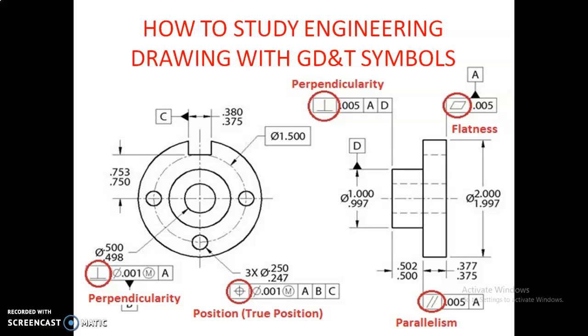Position. We have position of diameter 0.001 diametrical tolerance with maximum material condition, with respect to datum A, B, and C. A is known as the primary datum, B as the secondary datum, and C as the tertiary datum. And perpendicularity is of diameter 0.001 at maximum material condition with respect to datum A. So this is how different GD&T symbols are used in an engineering drawing. I hope all of you understood how to use different GD&T symbols in engineering drawing.